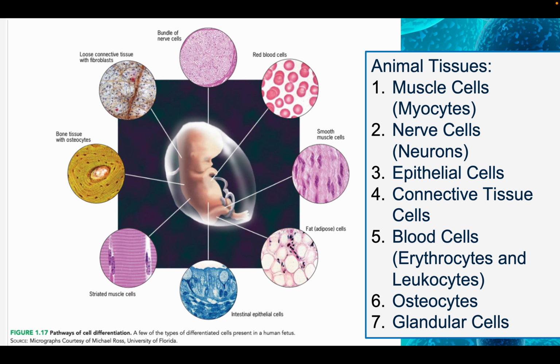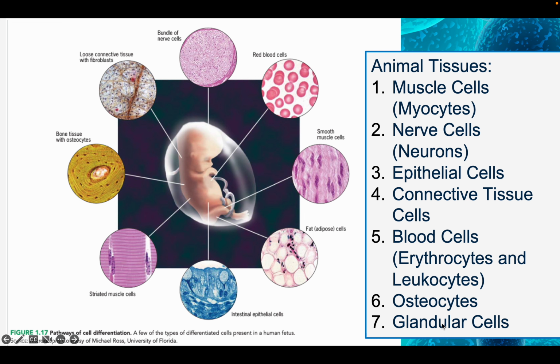Next, we have blood cells. We have erythrocytes and leukocytes. The erythrocytes or the red blood cells transport oxygen, while leukocytes, the white blood cells, play a crucial role in the immune system, defending the body against pathogens like bacteria and viruses. We also have osteocytes. They are bone cells responsible for maintaining the bone tissue by regulating mineral content and repairing damaged bone.